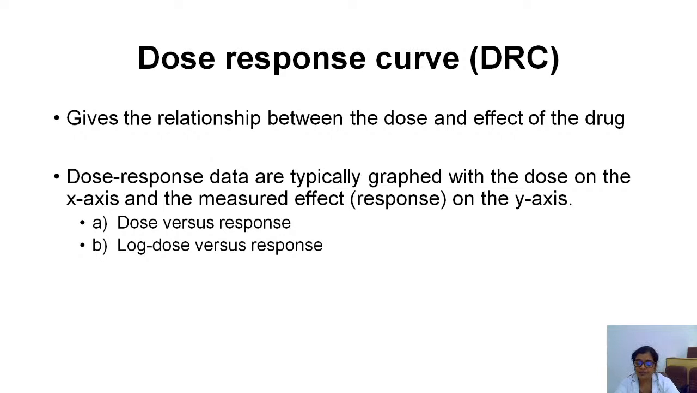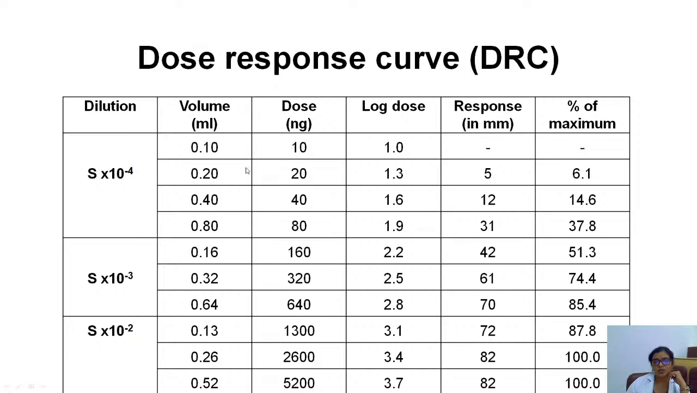So, a brief introduction to the dose response curve. What is DRC? It gives the relationship between the dose and the effect of the drug, and the dose response data are typically graphed with the dose on the x-axis and the response on the y-axis. Now we can plot two types of responses: dose versus response or log dose versus response. So what will happen if I plot dose versus response? How will you plot this on the graph?